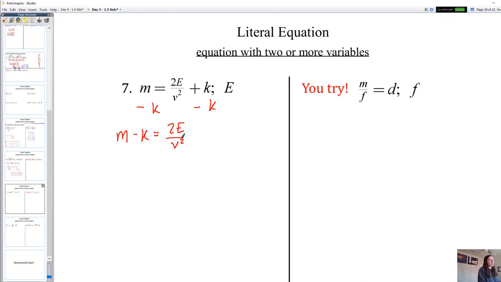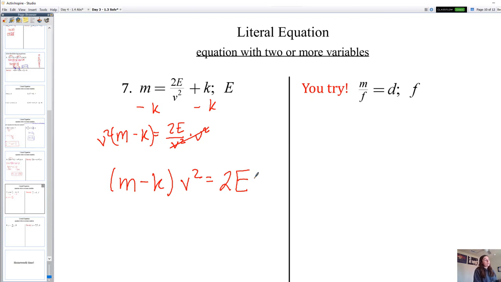over v squared. Now, e is trapped in this numerator, so that means we need to get rid of the denominator. So I'm going to multiply both sides by v squared. That way we don't have that denominator anymore. So then on the left, you can put this on the left side of the parentheses or the right side of the parentheses. But on the left we have m minus k times v squared. And then on the right, we're left with that numerator of 2e.